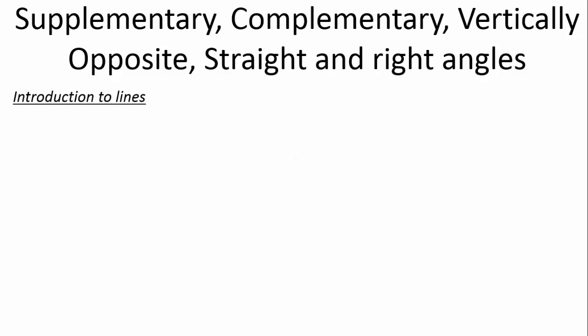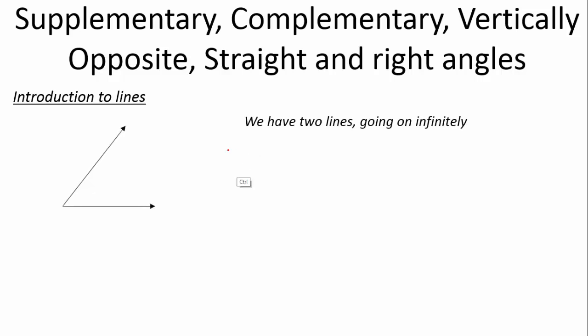This is all an introduction to lines. So I have two lines. These two lines go on infinitely. I haven't drawn them infinitely. I just simply put two arrows on the line to show that this goes on infinitely. Where the lines meet, we call a vertex. And we draw a dot on this vertex. A plural vertex is vertices.